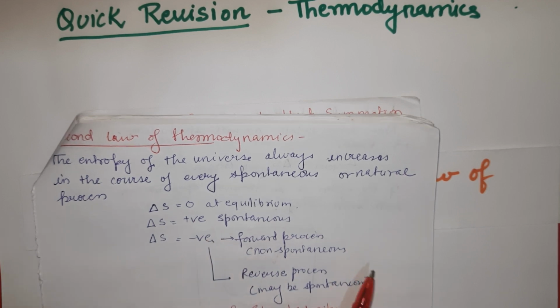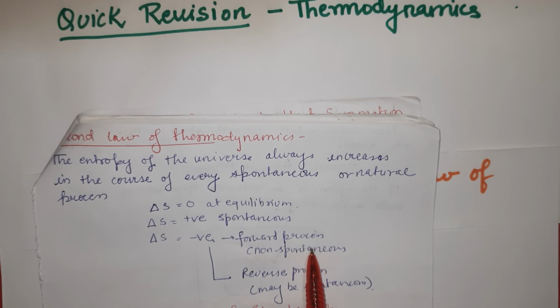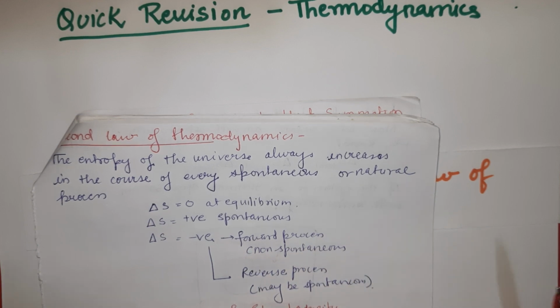For a spontaneous process, delta S is always positive, and if there is a negative value of delta S, the reaction can be non-spontaneous or can be spontaneous also. This will depend on the temperature: if a negative value is coming, then we will see what the value of temperature is, and whether temperature is low or high affects the spontaneity of the reaction. We will discuss that also.